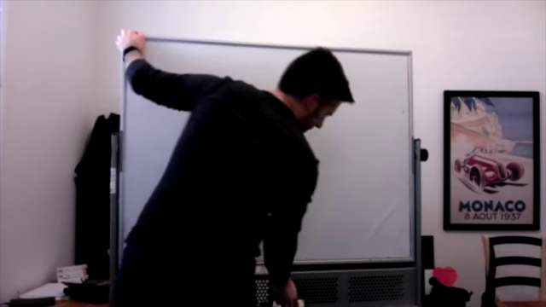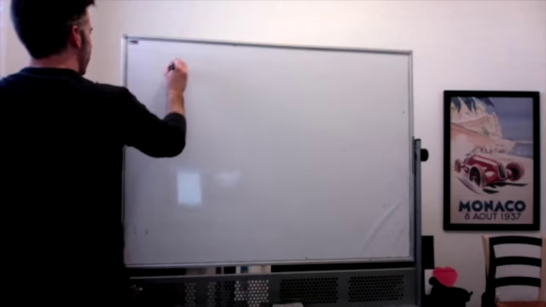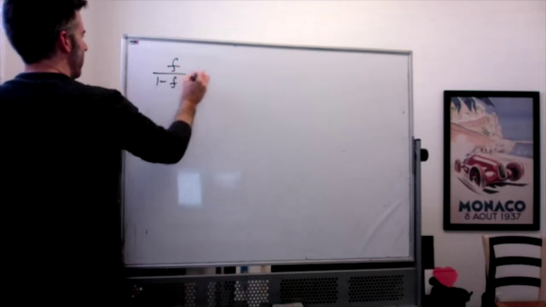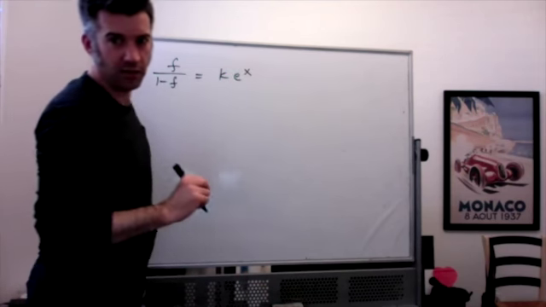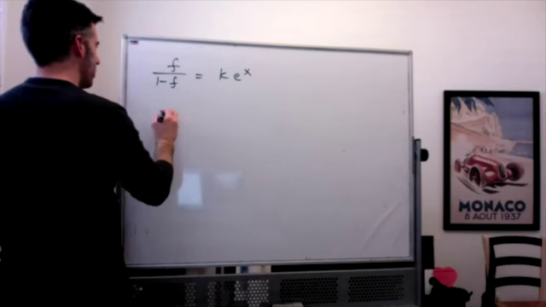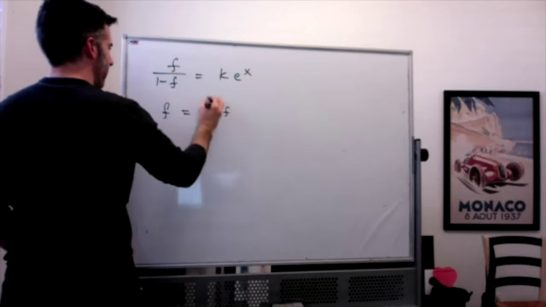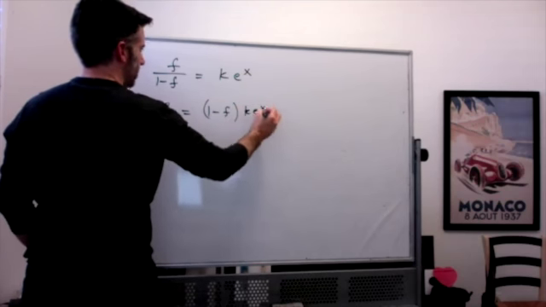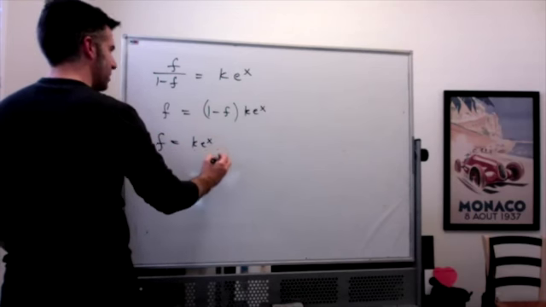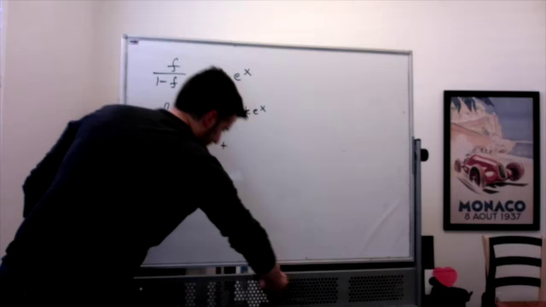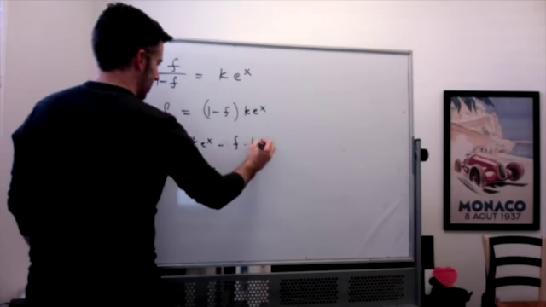There's a couple different ways you can try attacking this. My favorite preferred way is to cross multiply. So f over 1 minus f equals k e to the x. Then I'm going to multiply both sides by 1 minus f. So f equals 1 minus f times k e to the x. Distribute. F equals k e to the x minus f times k e to the x.